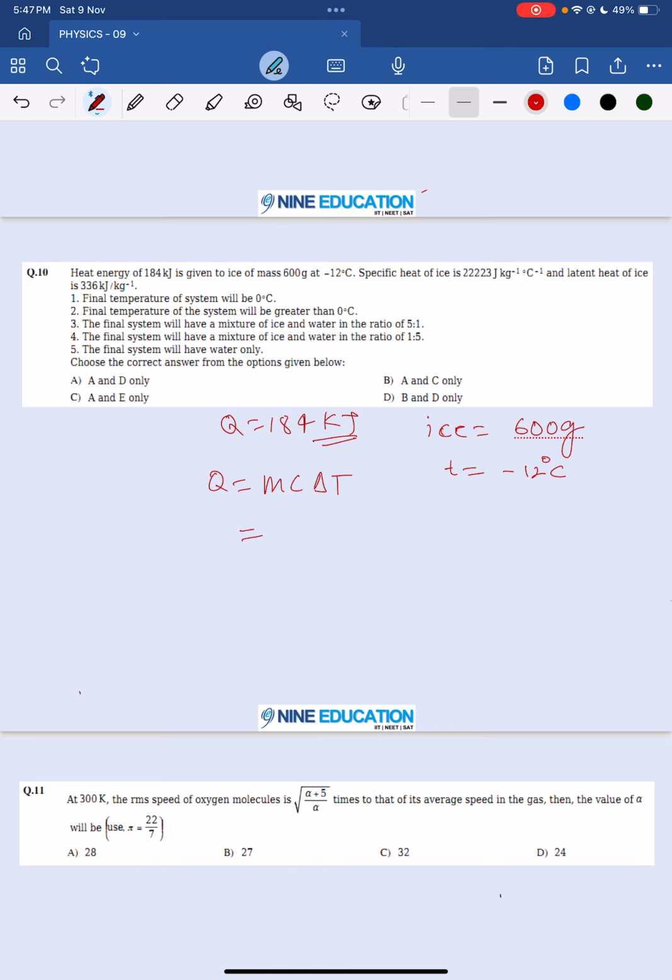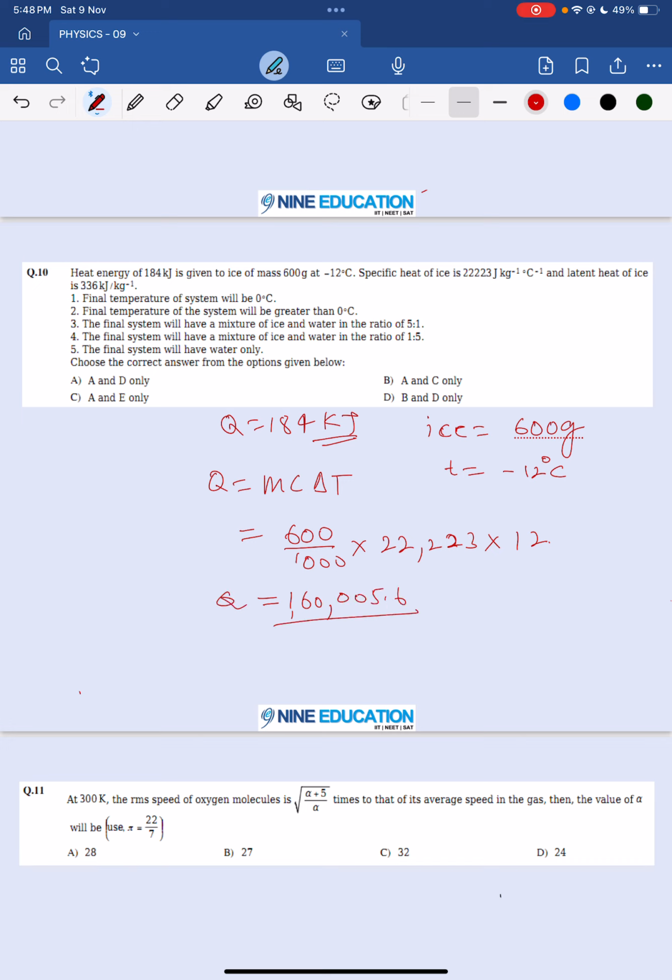So what is the mass here? Mass is 600 gram basically, divided by 1000. What is the specific heat capacity? 2223 multiplied by, what is the change in temperature? 12. So I can see here 2223 multiplied by 12 and multiplied by 0.6 becomes somewhere close to 1,60,000, correct? So this is an approximate answer.